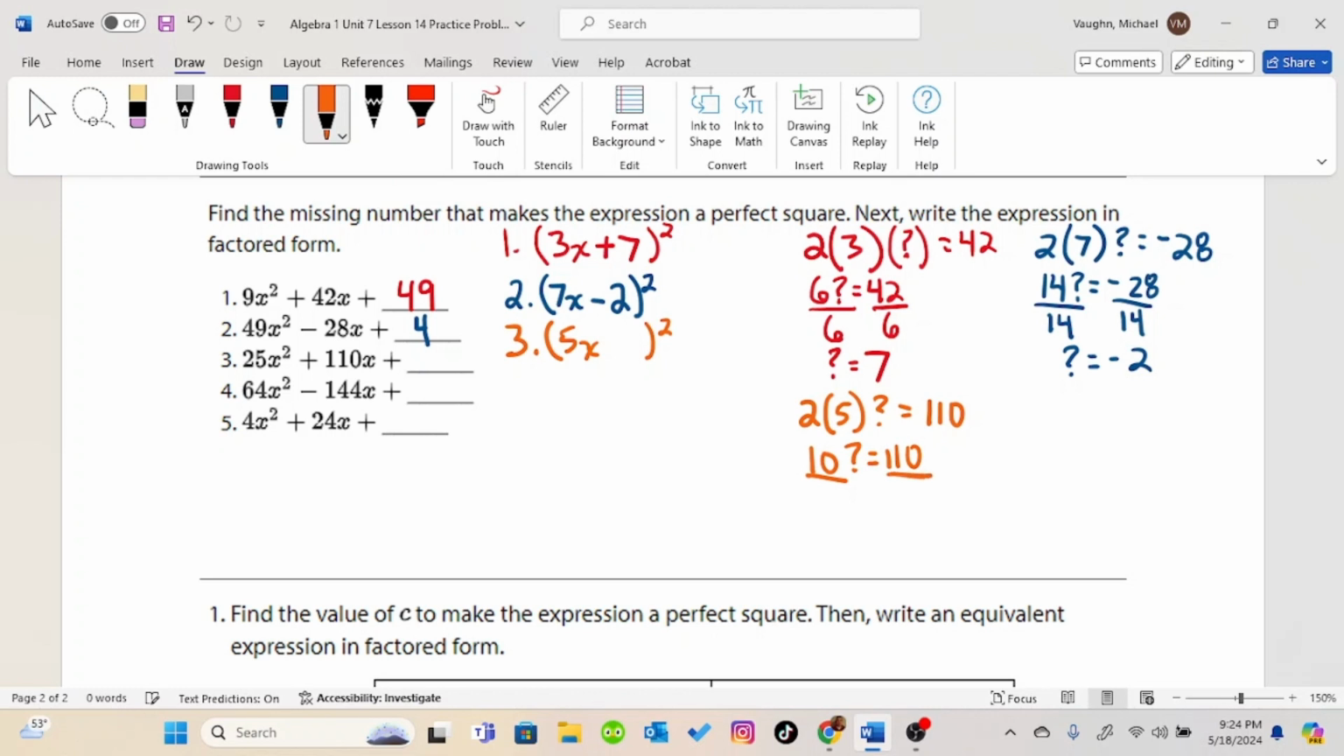And when I divide both sides by 10, I find out that that something is 11. So I'm going to put plus 11 in my factored form, and then 11 squared would be 121 for my missing number.